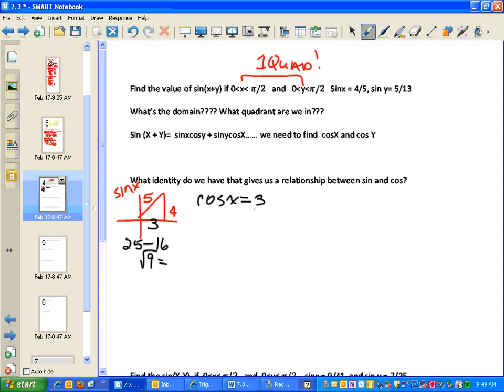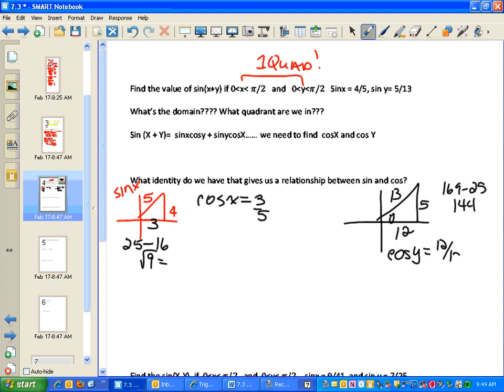3/5. Would you agree? And then if I'm doing the sine of y, also we said in the first quadrant, we know that the sine of y is 5/13. So 169 minus 25 gives me 144. So this value is 12. Are you following my thought process on this? Okay. So that means that the cosine of y is 12/13. Now that we have our missing information, we can apply our identity, correct?